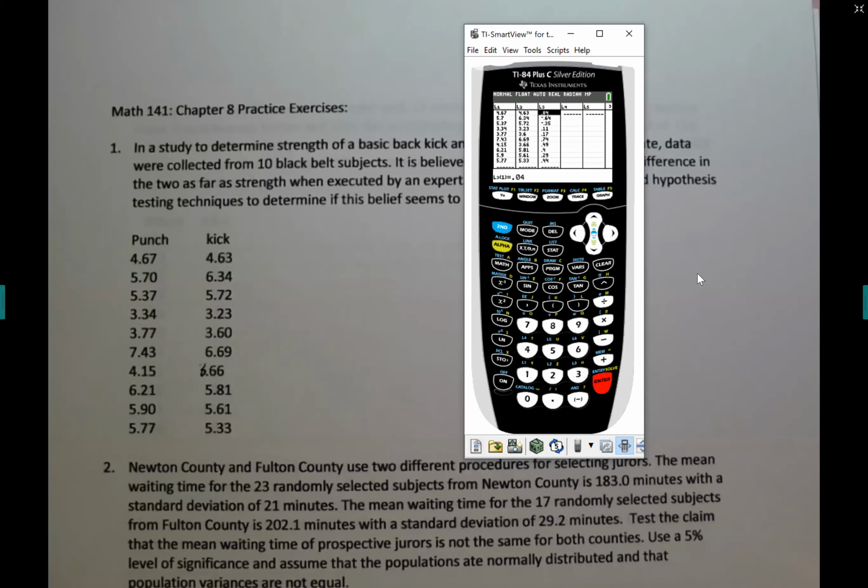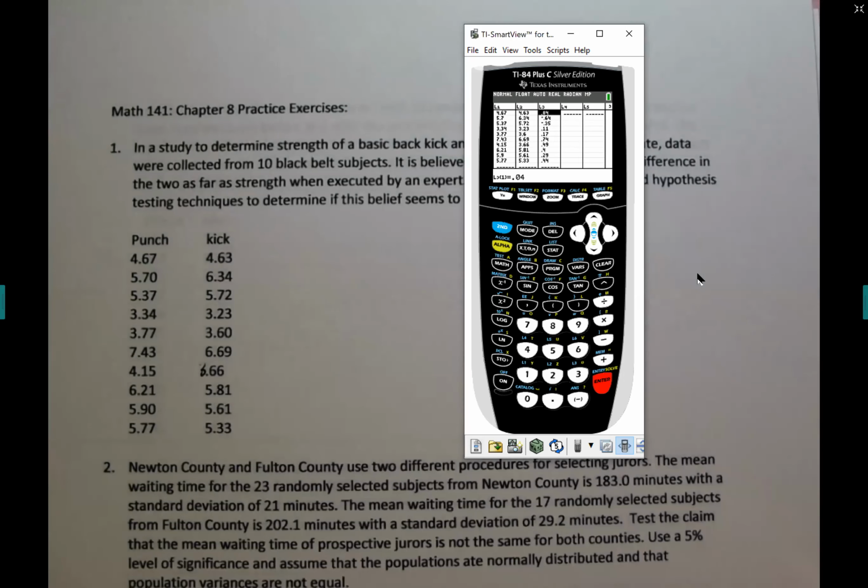So we are recording this review for chapter 8. In a study to determine strength of a basic back kick and a reverse high punch in karate, data were collected from 10 black belt subjects. It is believed that there is no significant difference in the two as far as strength when executed by an expert. Use the data given below and a hypothesis testing technique to determine if this belief seems to be true.